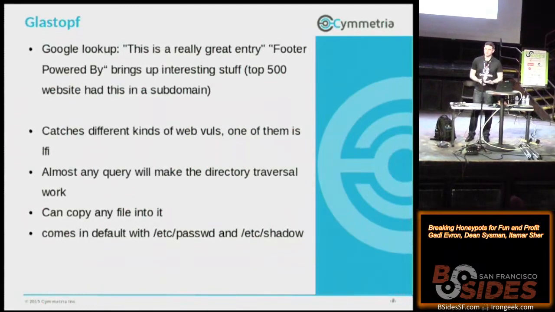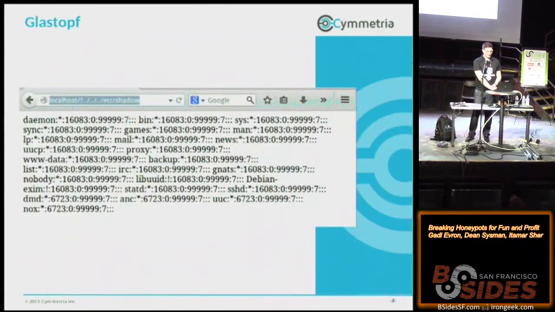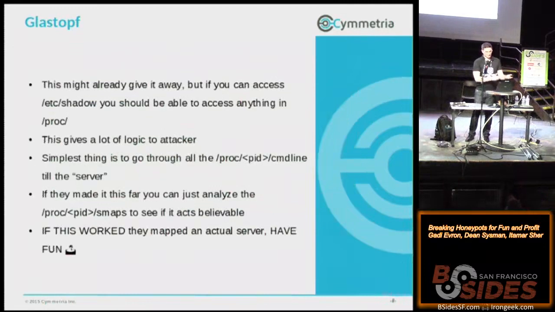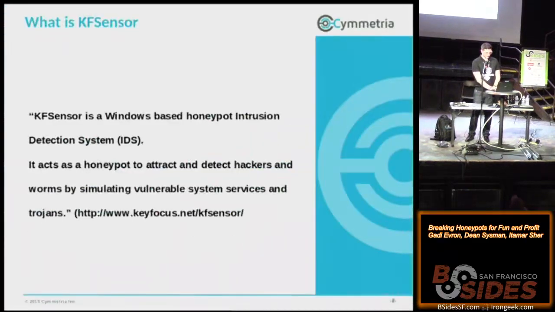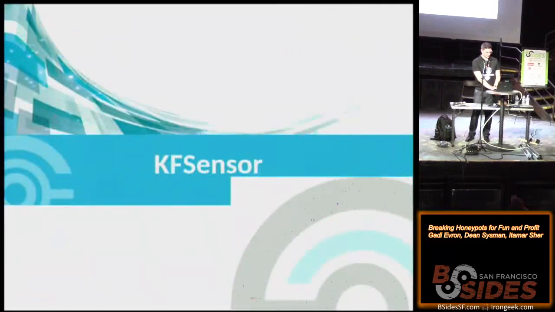And specifically what Glastopf tries to do is reveal /etc/shadow and /etc/passwd for directory traversal attacks, right? So if I go and do a directory traversal attack, I get this file, which is always the same unless I configure it, and this leads to a whole cat and mouse game of trying to fake the entire file system, which can be done, and I'm also skipping over it just because of time constraints. And there's also another project called KFSensor, which I'll also skip.